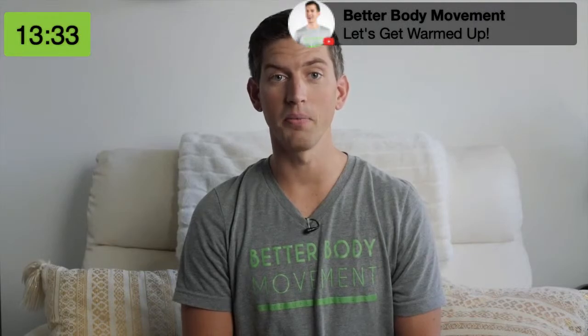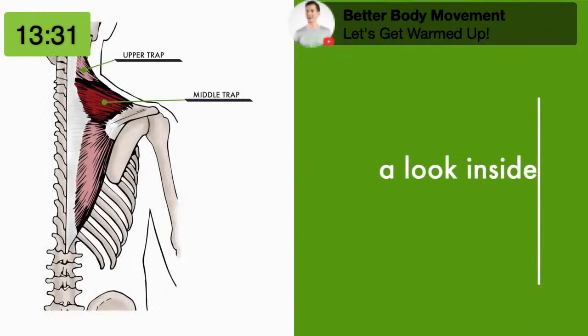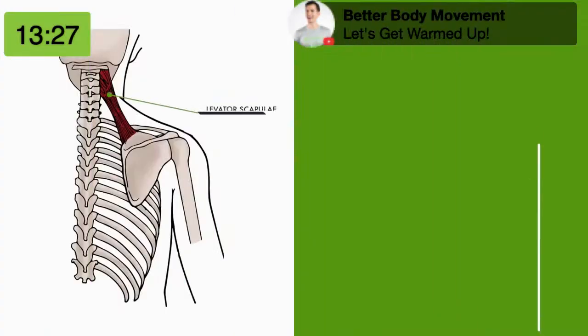The head, neck, and shoulders are intricately connected by several different muscles. The most superficial muscles being the upper trap, middle trap, and levator scapula. The brain communicates with these muscles through the 11th cranial nerve and the nerves at C3 and C4.